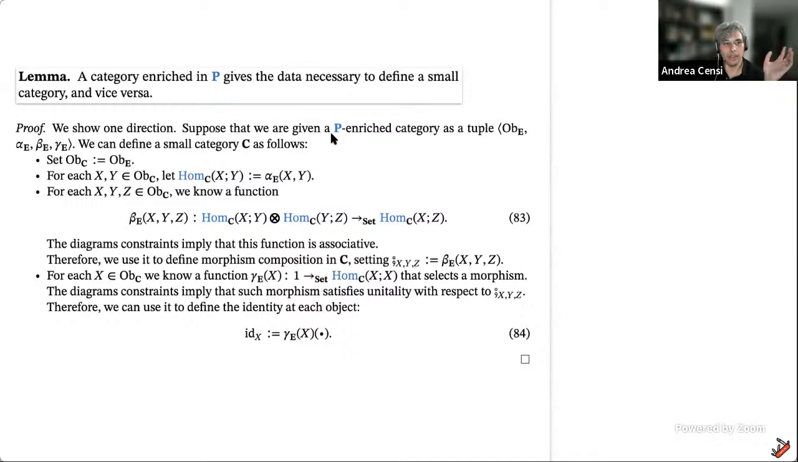So suppose that you're given a P-enriched category, so you have this tuple. What you do, you set the objects of C as the set of objects that you have. For each X and Y, the function alpha XY gives you the hom-set. And for each triple of objects, you get this function here with this signature: XY with YZ to XZ. Now, the diagram constraints imply that this function is associative, so you can use it to define morphism composition. Then, by using the last data that you have, this gamma, you obtain a function from 1 to the hom-set of XX that selects a morphism. Now, that morphism happens to satisfy unitality with respect to this composition because of the diagram constraints, and so you define that to be the identity.